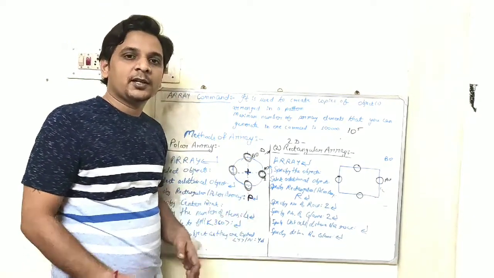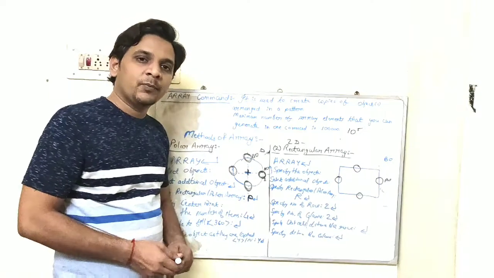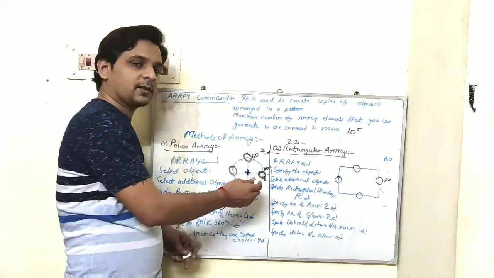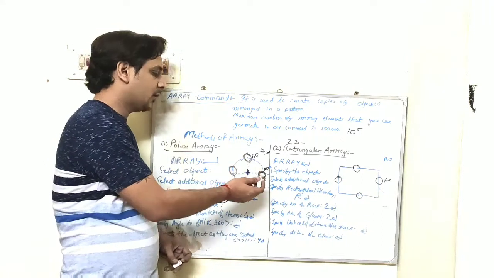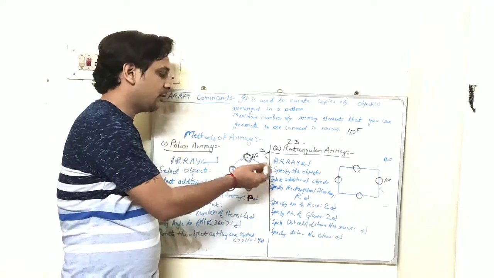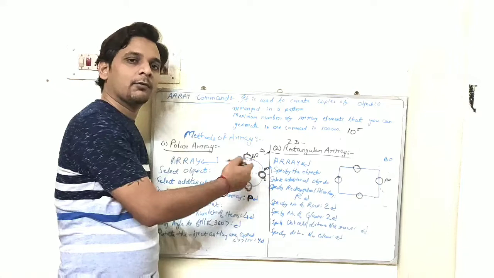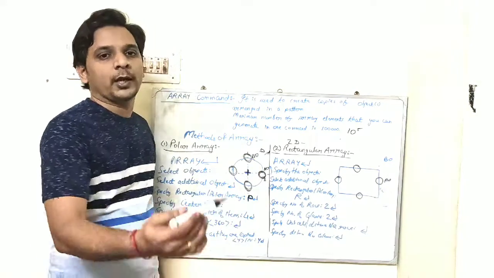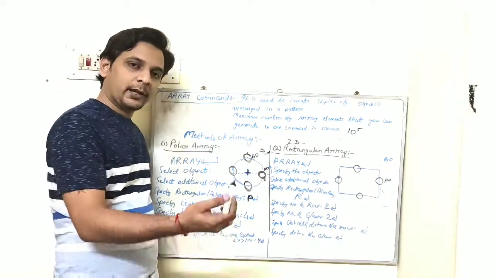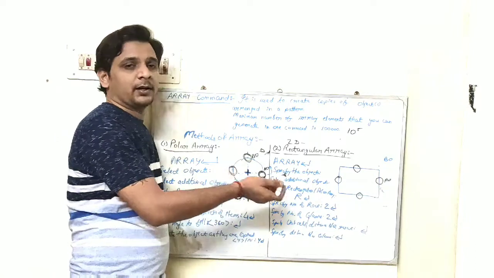The array object helps to save time for construction of individual objects, because if you are going to construct this object, then you are going to construct this object also one by one, then it takes time, it consumes more time. So to save the time, array command is used.